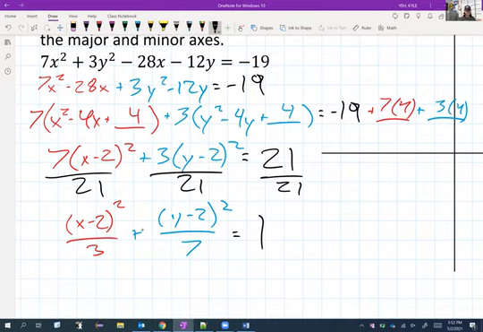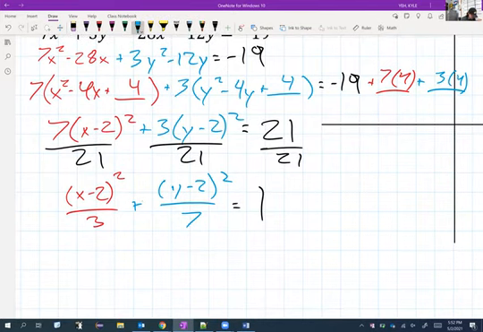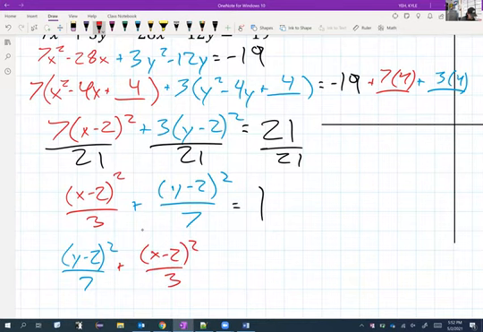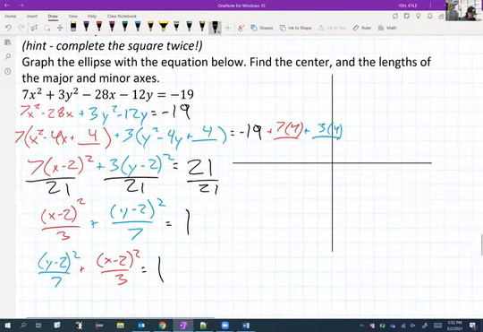And then very last step, it looks like we're in standard form for an ellipse, but we want that larger value on bottom, the a squared value, the major axis, to go on the left. So I'm just going to swap places there. Y minus 2 squared over 7 plus x minus 2 squared over 3 equals 1. And now I can see, oh, the y's are on the left, they're over the larger number. So this is an up-down ellipse.